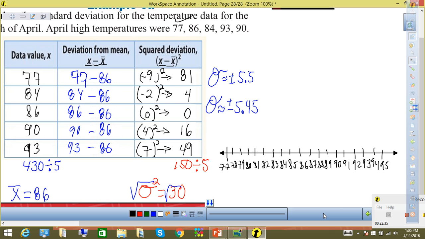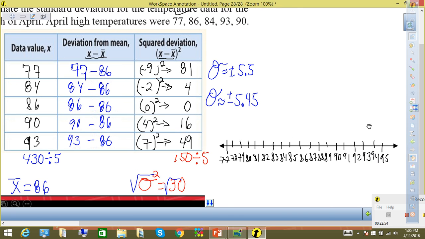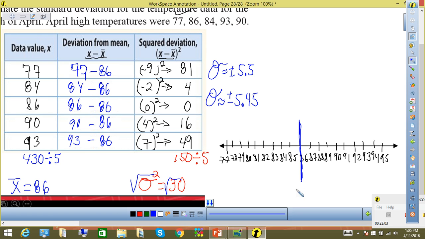All right. So let's start off with the first piece of information that we got from this whole thing. What was the first piece of information that we got? The mean, which was the X with a little bar, right? What was it? 86. So watch. I'm going to mark 86 right here. 85, 86 is about right here. And that is our mean.